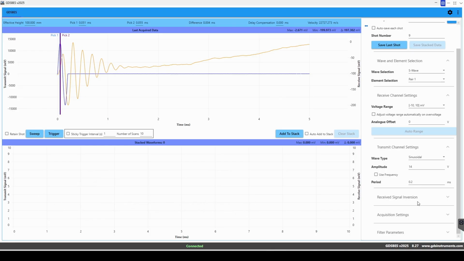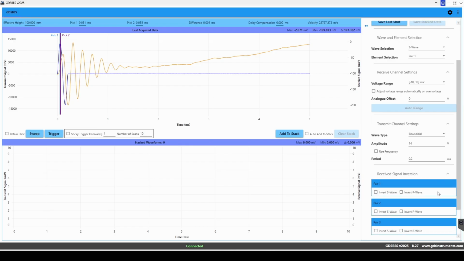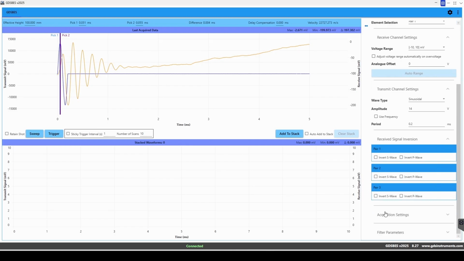Now, the BES software provides several signal processing settings to improve the accuracy and interpretation of the data. These settings allow the user to correct inversion issues, adjust data capture settings, and filter unwanted background noise. The following functions are particularly useful when acquiring and processing P-wave and S-wave signals. We have the signal inversion, we have the acquisition settings, and we have the filter parameters.